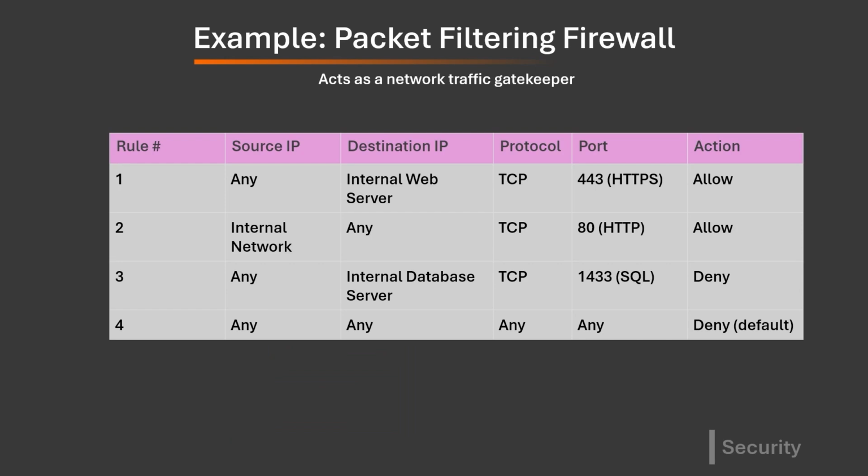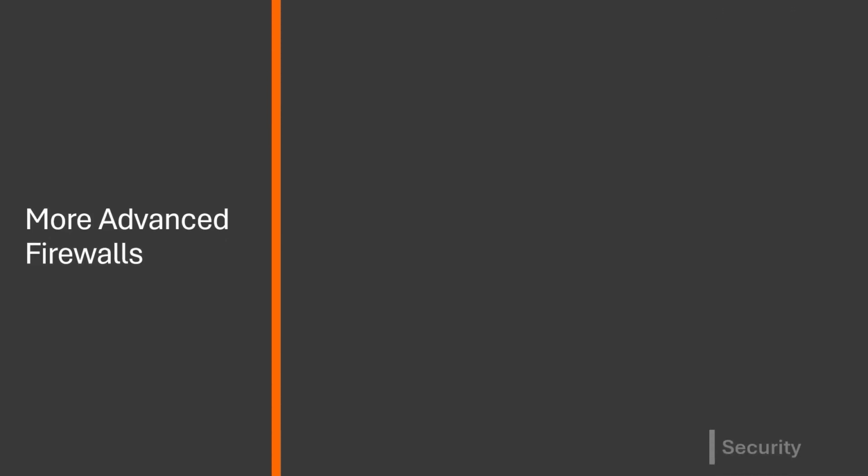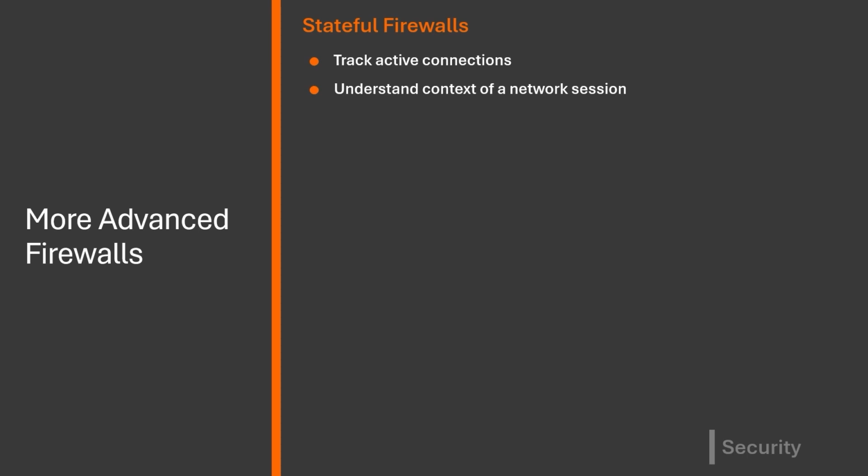Of course, today's threats go beyond basic filtering. Attackers are more sophisticated and our defenses need to keep up. Let's explore some next level firewall technologies. We have stateful firewalls. Unlike basic filters, stateful firewalls track active connections. They understand the context of a network session and only allow packets that are part of a valid session.